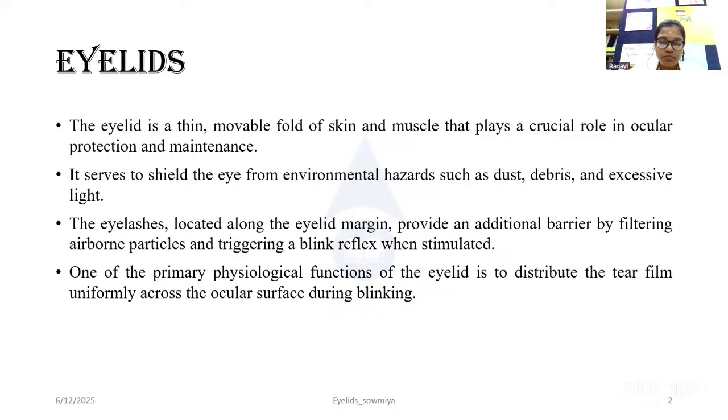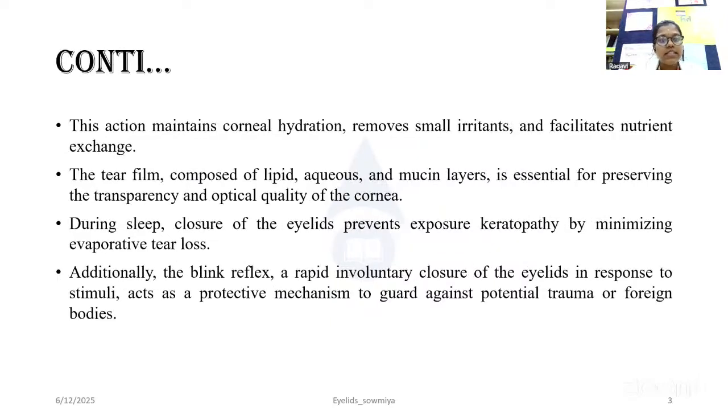when stimulated. One of the primary physiological functions of the eyelid is to distribute the tear film uniformly across the ocular surface during blinking. This action maintains corneal hydration, removes small irritants, and facilitates nutrient exchange. The tear film, composed of lipid, aqueous, and mucin layers, is essential for preserving the transparency and optical quality of the cornea. During sleep, closure of the eyelid prevents exposure keratopathy by minimizing evaporative tear loss.